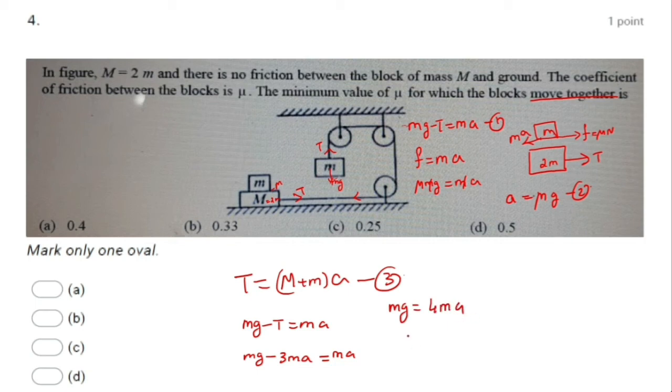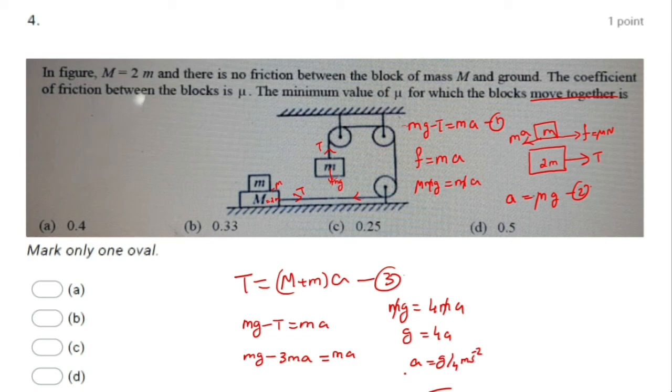So what is the value here? M cancel. So g is equal to 4a, or a is equal to g by 4 meter per second square. So this is the acceleration we'll be getting for these two blocks. Okay. So what is the acceleration for these two blocks? a is equal to g by 4 meter per second square.